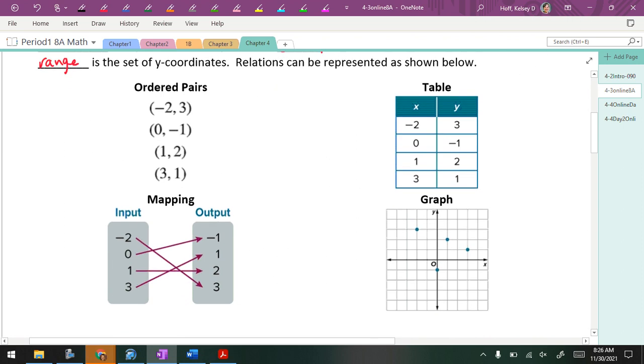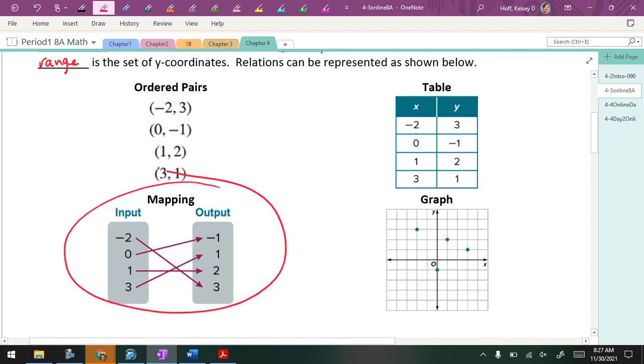Okay, so just like yesterday, we can write things as ordered pairs. We can put them in a table. We can make a graph. Something that's new is this mapping. Your input is also your x's. And so if your x was -2, you follow the arrow. What's your output or your y? 3. Your 0 is your input. Your output is -1. So you just follow the arrows to make your ordered pair. It's just a different way of showing you.